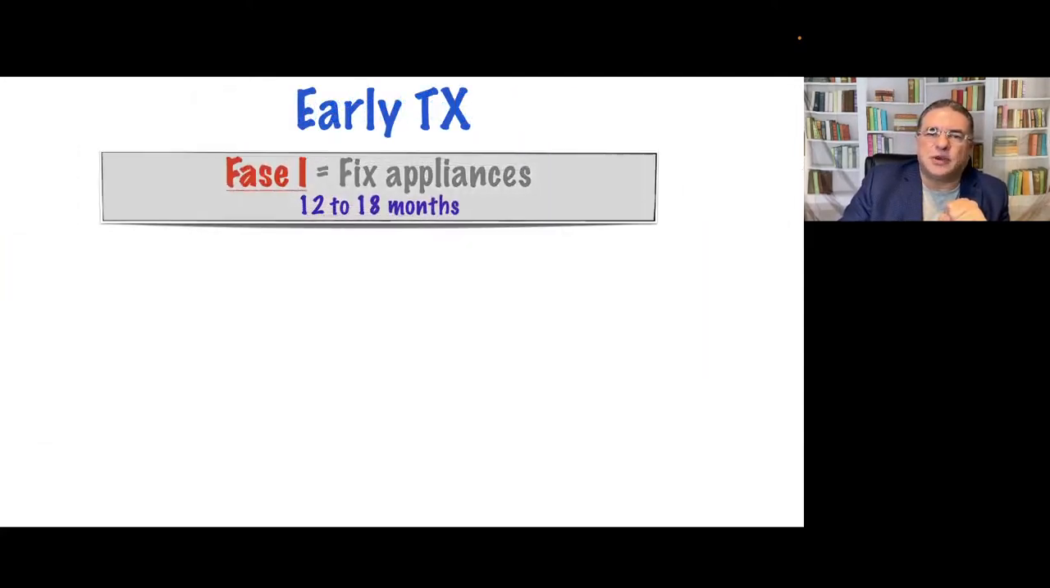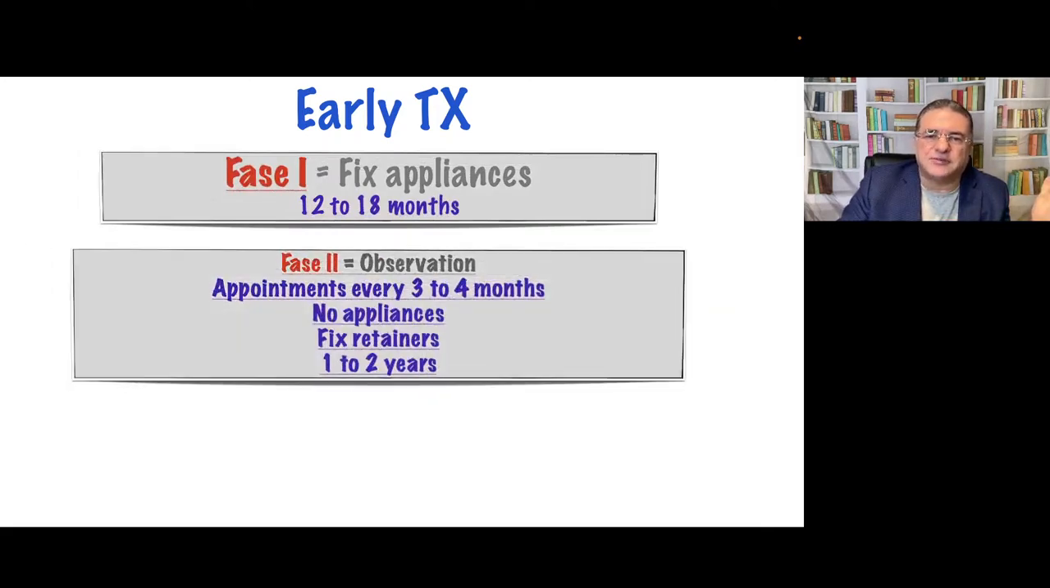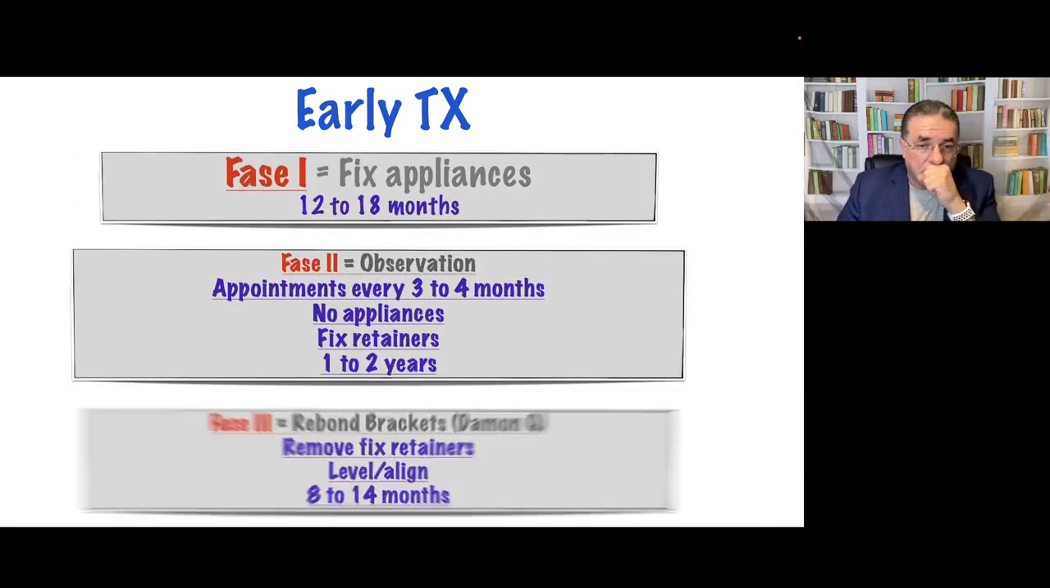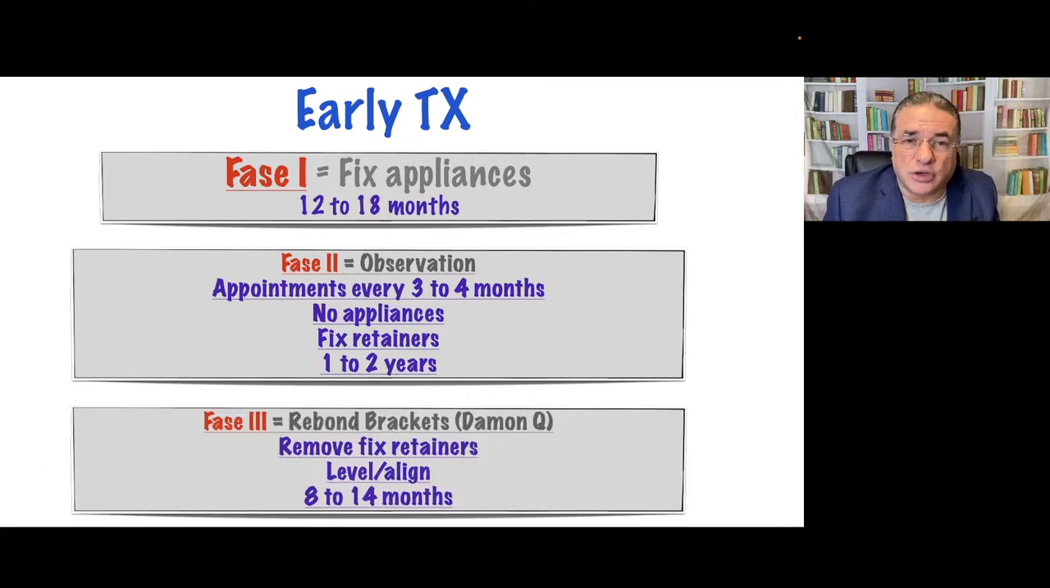So this will be another topic. I cannot spend that much time talking about my protocols of early treatment. But I place diamond brackets between 12 to 18 months to have everything level and aligned, to have the arch development, and I might be using class 3 or class 2 elastics. Once I get these objectives, I remove the brackets.